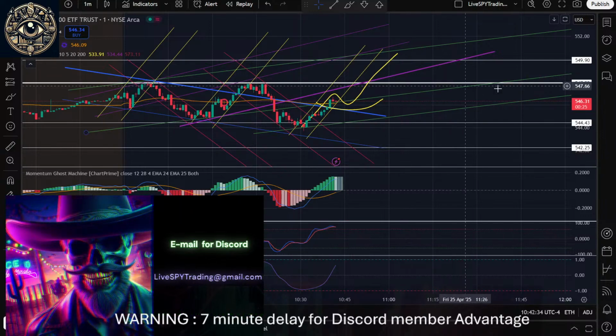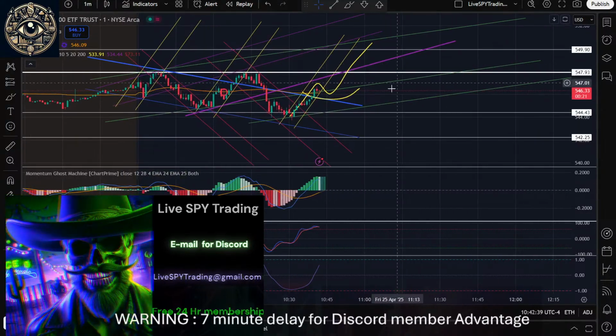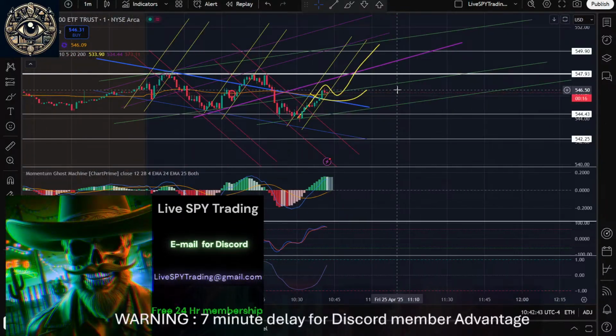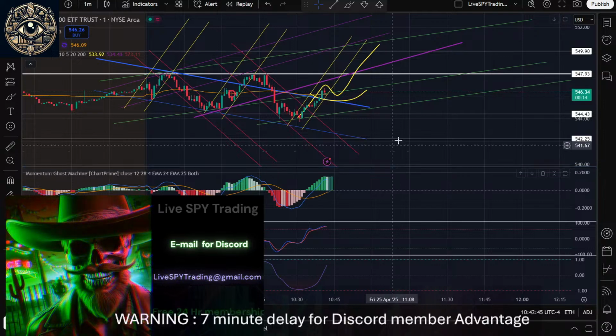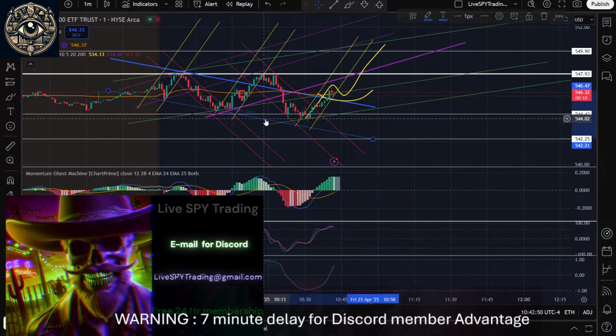If you're waiting for the safety at 547.93, there's nothing wrong with that. As new traders, that's what you should be doing, waiting for the safety setup. Let's see.